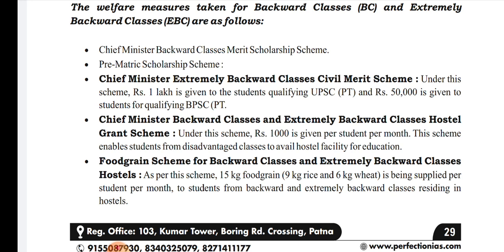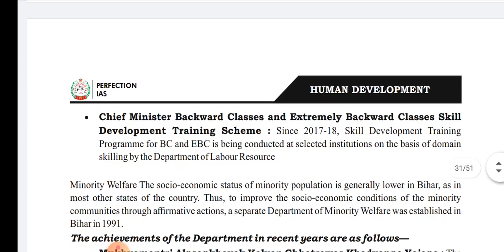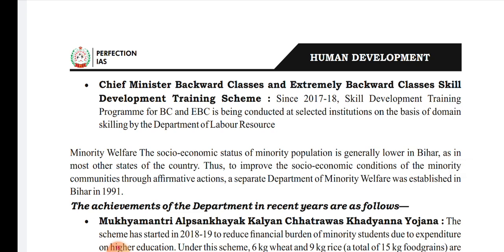So these facts, the amount of money, 1,000 per month, or 1 lakh for UPSC and 50,000 for BPSC, these facts are very, very important. Food grain scheme for backward classes and extremely backward class hostels. As per the scheme, 15 kg of food grain, 9 kg of rice and 6 kg of wheat, is supplied per student per month. Important: 15 kg is provided, 9 kg of rice, so more rice and less wheat. 6 kg of wheat is given for one student. So it's a very important scheme, you can just go through it.